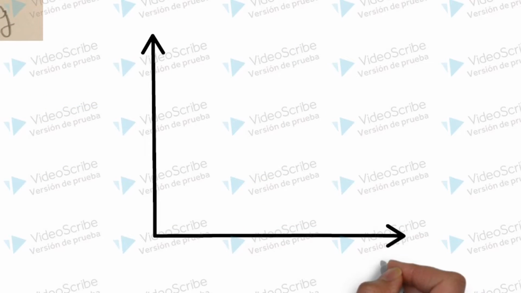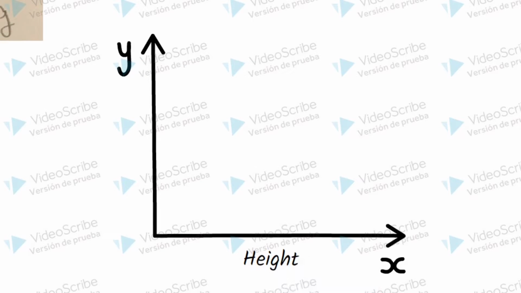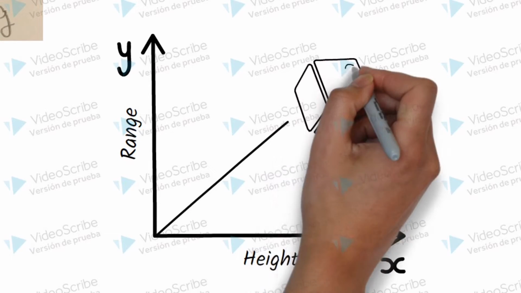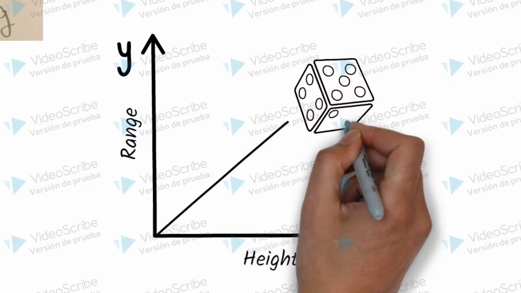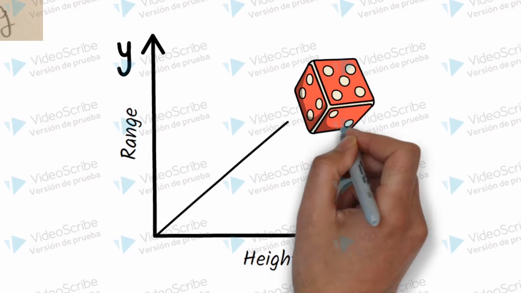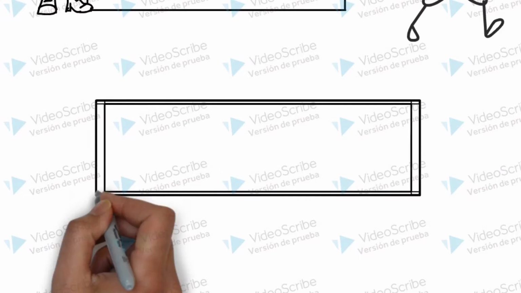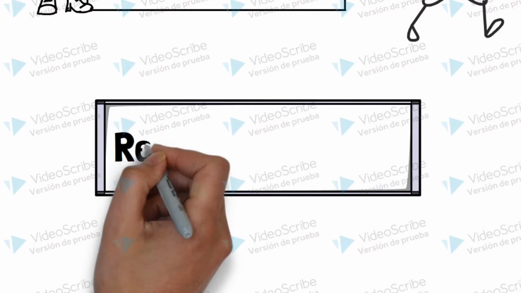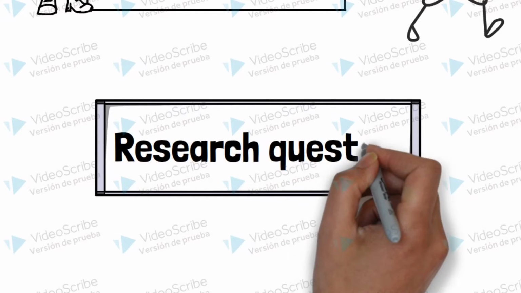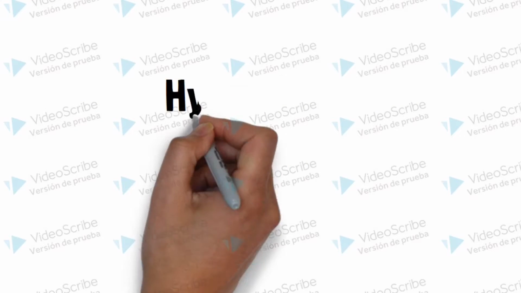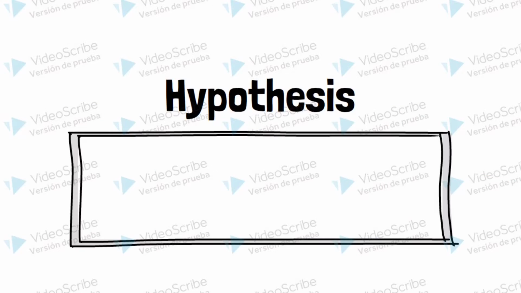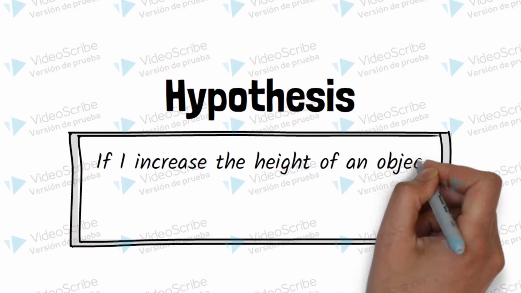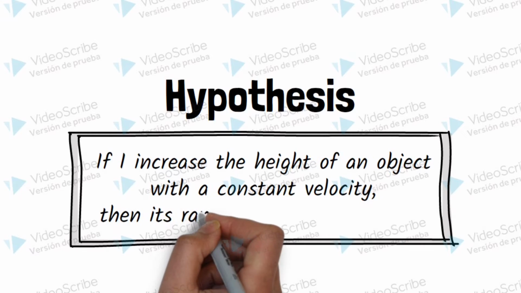The independent variable chosen is height, as I'll be changing it throughout the experiment. The dependent variable is range, which is affected by the change in the independent variable. And the control variables are mass, gravity, air resistance, object, and space, which will remain under control and therefore constant. The research question is, how does increasing height in horizontal launch affect the range of an object? And my hypothesis is, if I increase the height of an object with a constant velocity, then its range will increase as well.